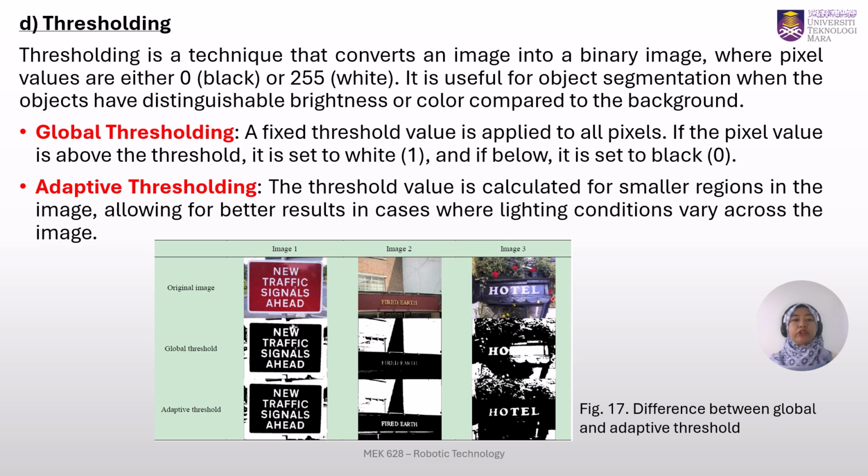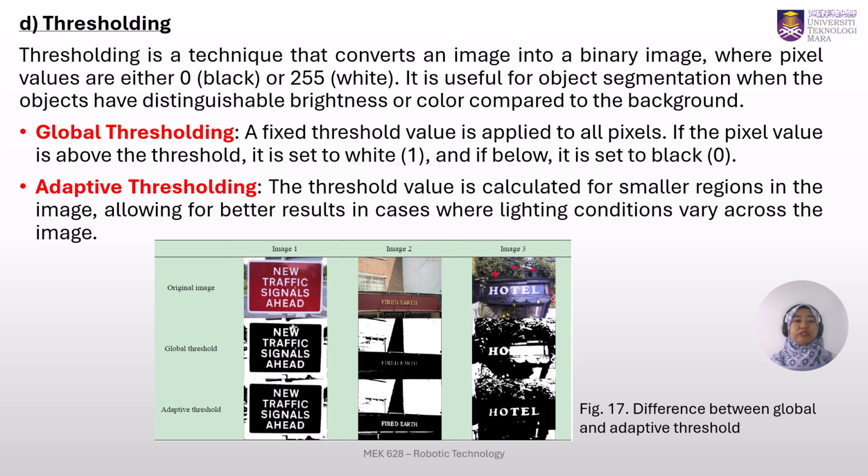Thresholding is usually a technique used to separate light from dark, for example, maybe to convert an image into a binary image, where you need to differentiate which pixels will become white and which pixels will become black. It is useful for object segmentation when the object has distinguishable brightness or color compared to the background. So it is useful if the color of the background and the object in the image is in contrast.